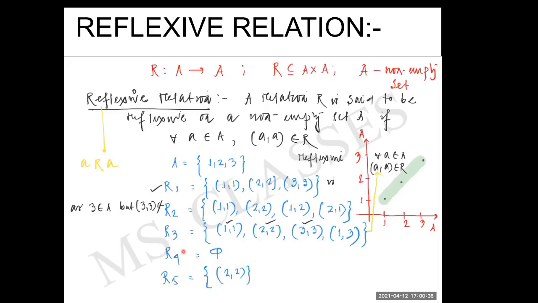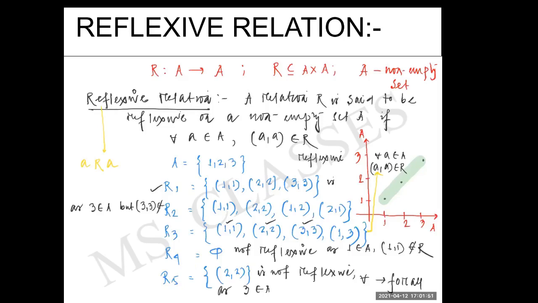Now we come to R4. Is R4 reflexive? R4 is not reflexive. Why? You can give any one example: 1 belongs to A, but (1, 1) does not belong to R. That is the reason R4 is not reflexive. Come to children, R5. Is R5 reflexive? As 3 belongs to A, but (3, 3) does not belong to R. Next.